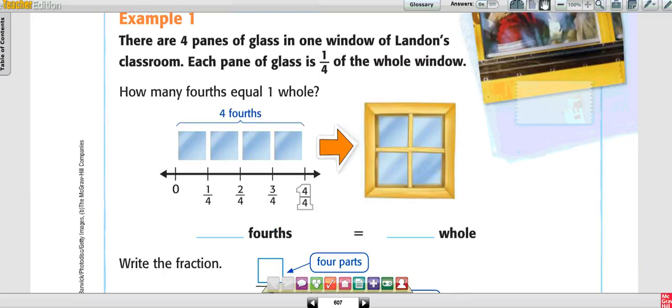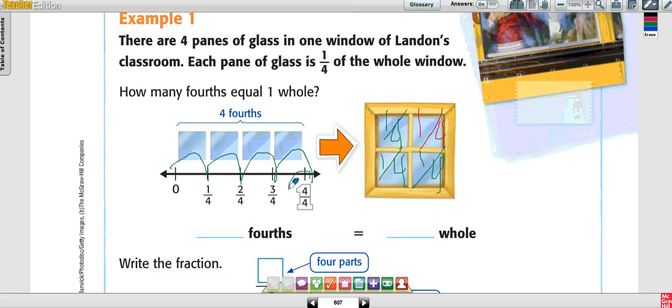Look at the example. It says there are 4 panes of glass in one window of Landon's classroom. Each pane of glass is 1/4 of the whole window. So what they're saying is, this pane of glass, this is 1/4. This is also 1/4. And this is 1/4. And this is 1/4. So if I put it on the number line, I have 1/4, a fourth, 1/4, and 1/4.